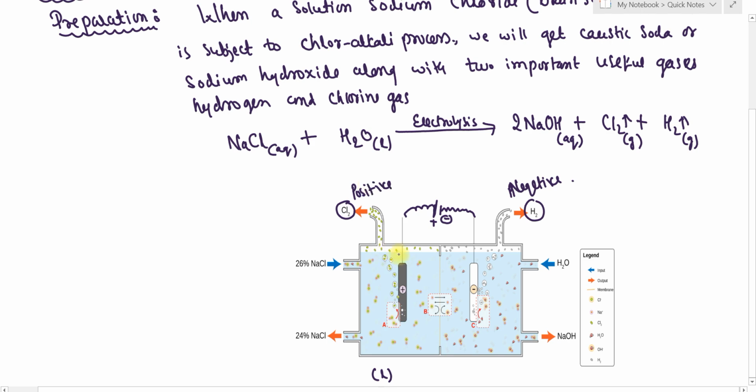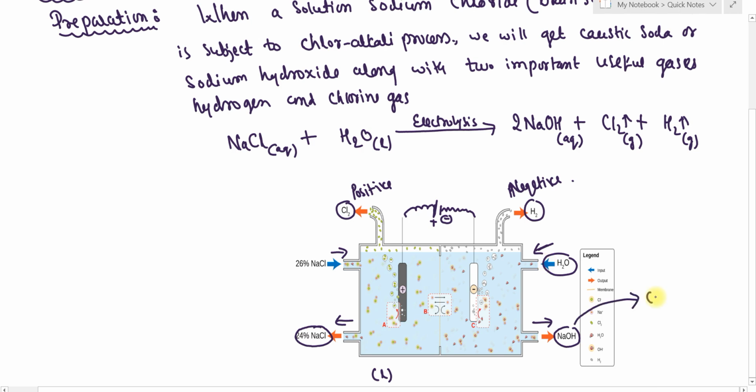Along with the sodium chloride solution, we add water through a different inlet. So two inlets are present, this is one inlet and this is another inlet. And two outlets are also present, this is one outlet and this is another outlet. Through one outlet we get sodium hydroxide, and through the other outlet we get 24 percent sodium chloride. What we need is sodium hydroxide or caustic soda.